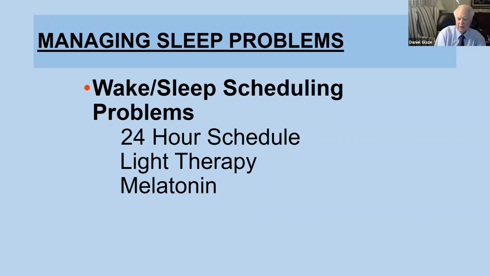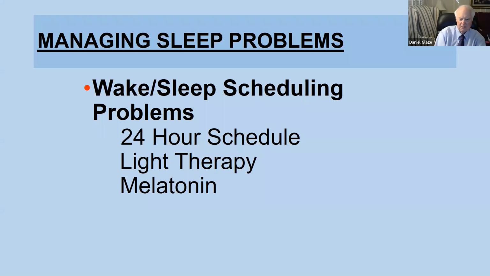Again, using light therapy to promote the schedule, early morning light to promote an earlier bedtime, late evening light exposure to promote a later bedtime can be used. And melatonin can be used in two ways: as a hypnotic, given 15, 20, 30 minutes before you go to bed, or as a clock resetting medication.